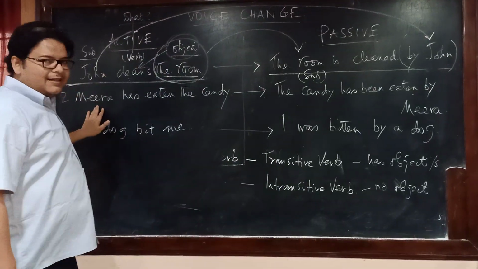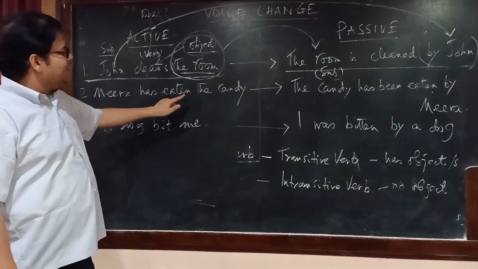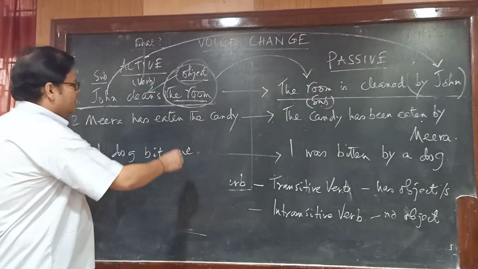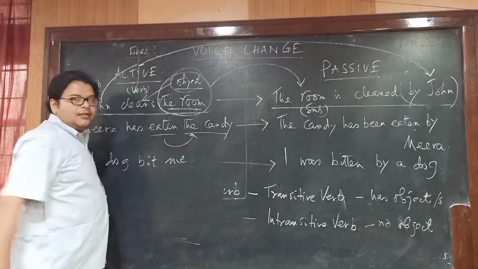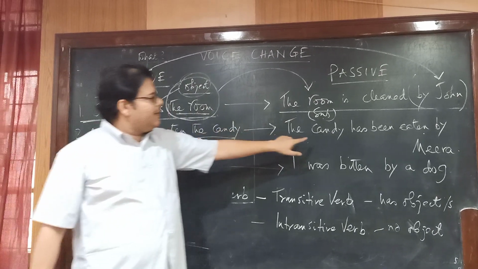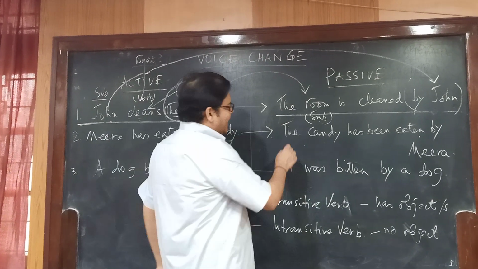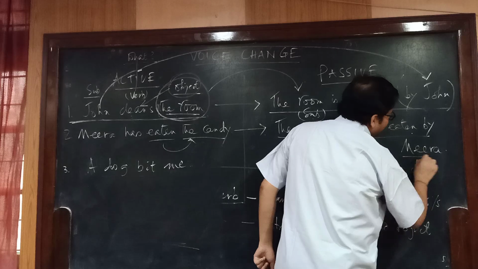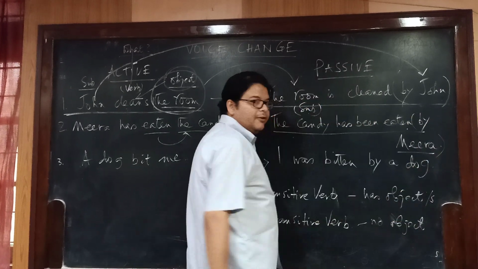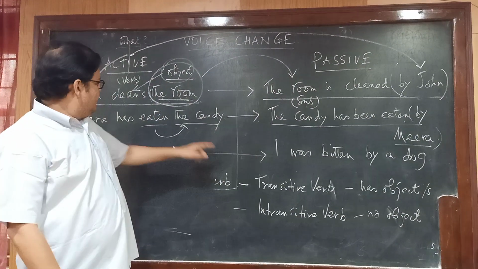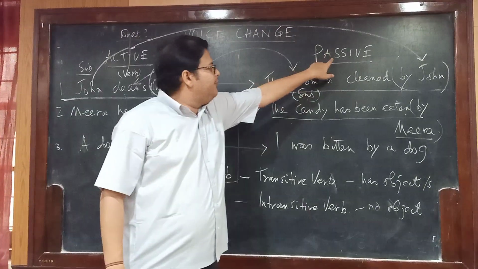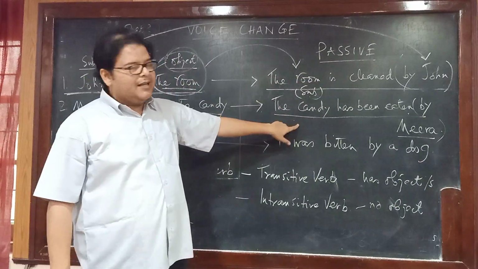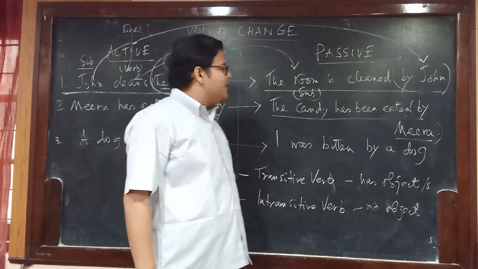Let's come to the second example. Meera has eaten the candy. The candy is the object. Eaten what? Answer, the candy. So the candy is the object. You have to make the object the subject here. The candy has been eaten by Meera. Right? This is the performer. Clear? So in the second sentence, the candy is the object. In passive voice, you have made it the subject. The candy has been eaten by Meera.